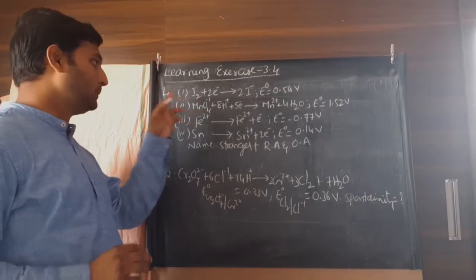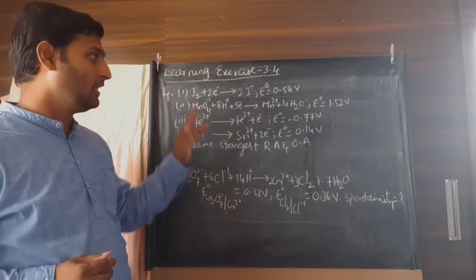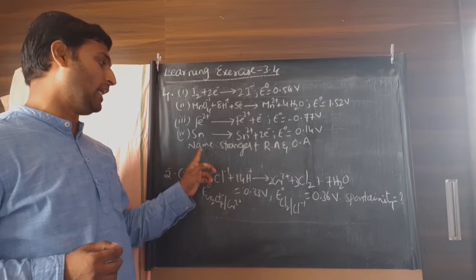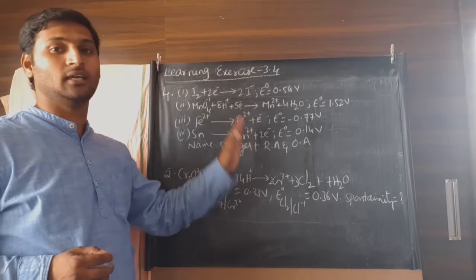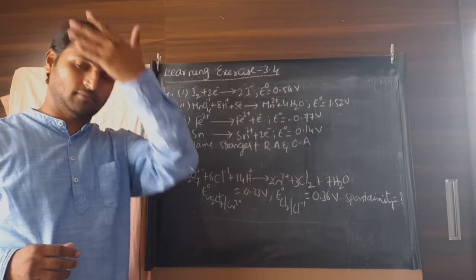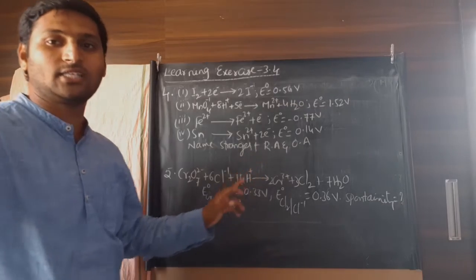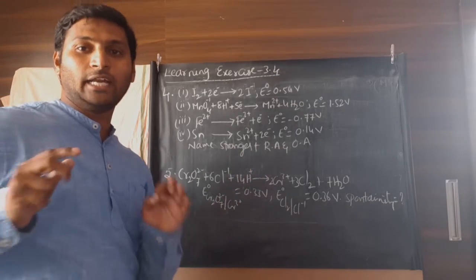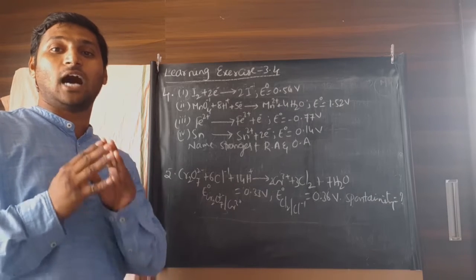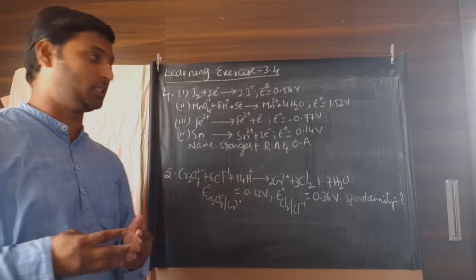In the fourth question, you have a set of 4 reactions and adjacent to them the potential values are given, and you are asked to find out the strongest reducing agent and strongest oxidizing agent among them. Answer is easy. The principle behind the answer is very easy. To get the strongest reducing agent, I need to look for the one with the lowest potential. To get the strongest oxidizing agent, I need to look for the one with the highest electrode potential.